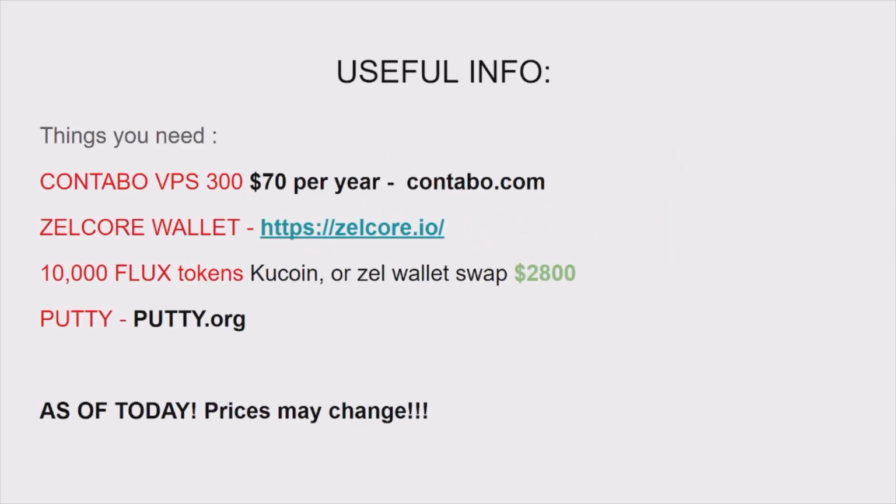Here are some things that you'll need, some useful information. I'm running a Contabo VPS 300 that you can get right there on the website. We'll pull that up so you can see it. It's about $70 a year. I paid for the year up front. You can do 6 months or a month, however you'd like. I just paid for the whole year up front, and it comes out a little cheaper that way.